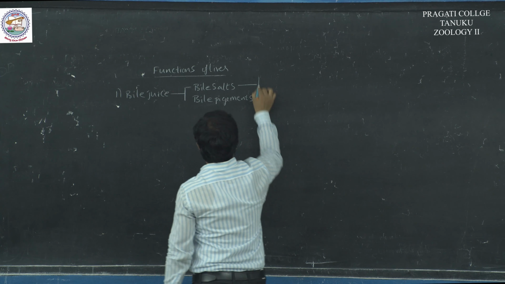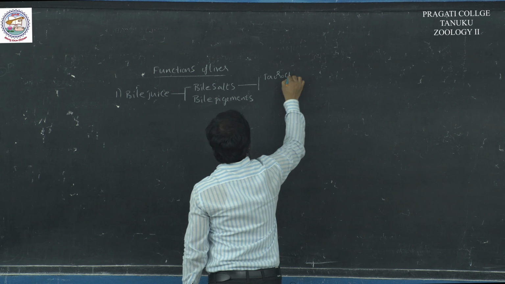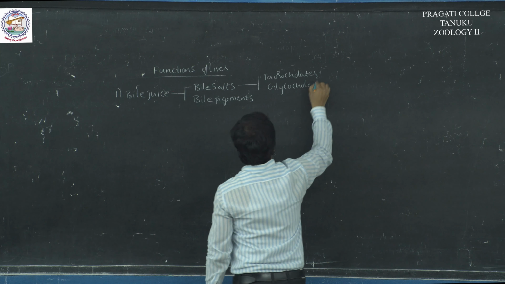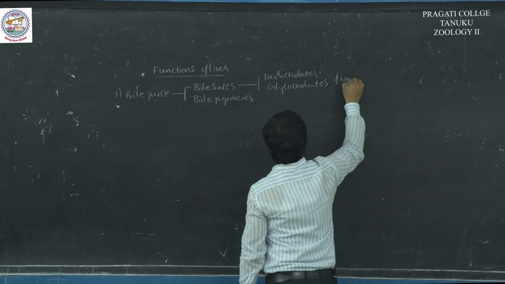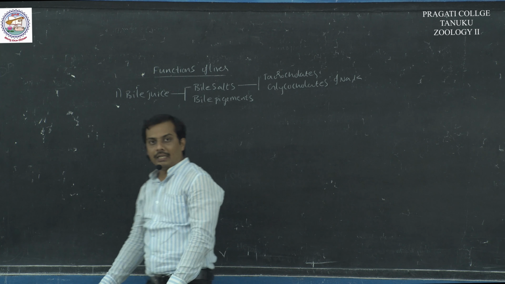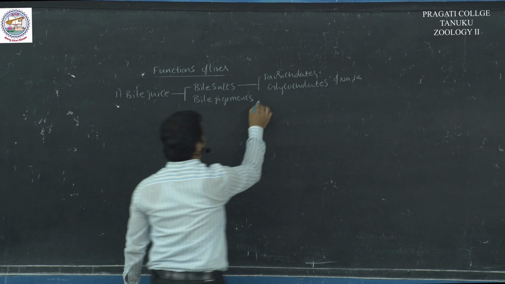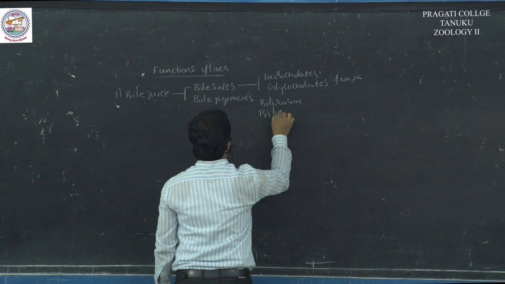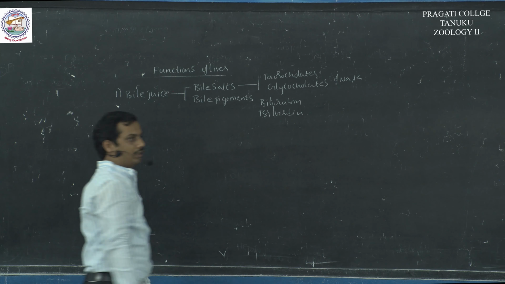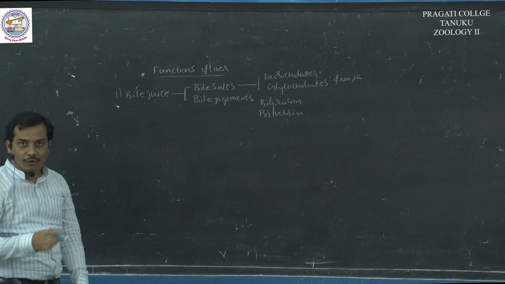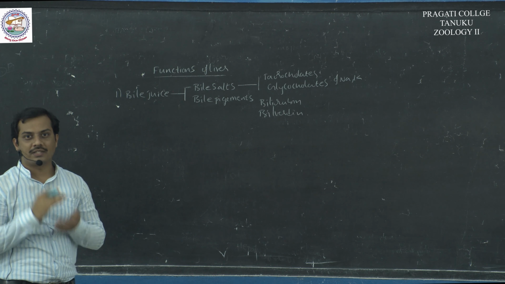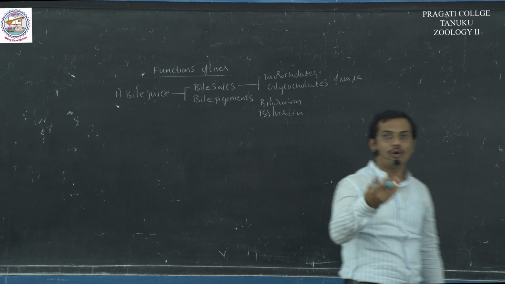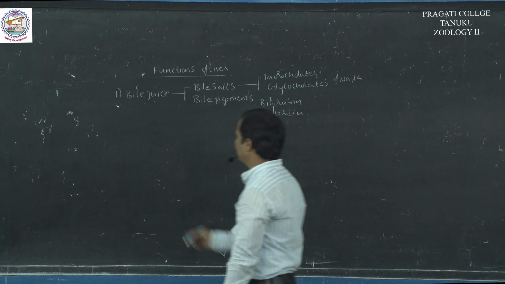The bile salts include taurocholates and glycocholates of sodium and potassium. Bile pigments include bilirubin and biliverdin. These pigments are formed due to the destruction of the old, worn out RBC.